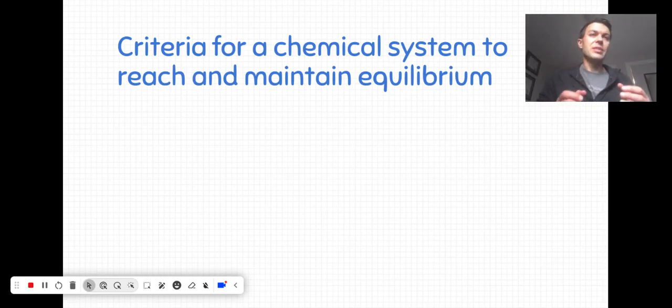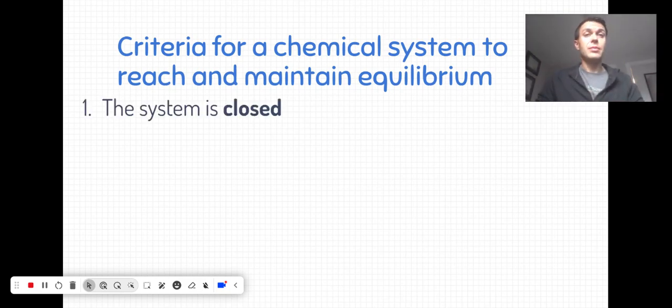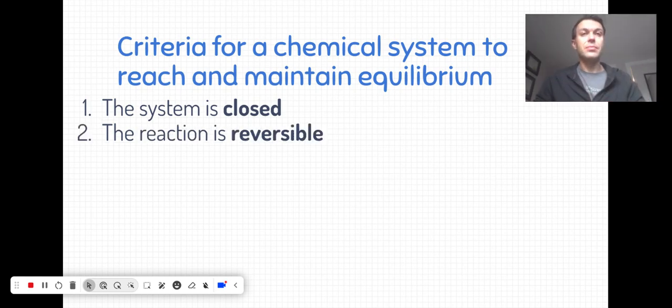Not all chemical systems can reach and maintain equilibrium. In order for systems to be able to do so, they must meet certain criteria. The first criteria is that the system must be closed. This follows directly from our definition. If the composition of the system is constant, then we cannot be losing or gaining moles of the chemicals involved. So we must have a closed system.